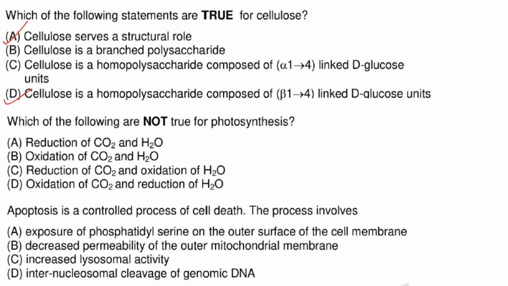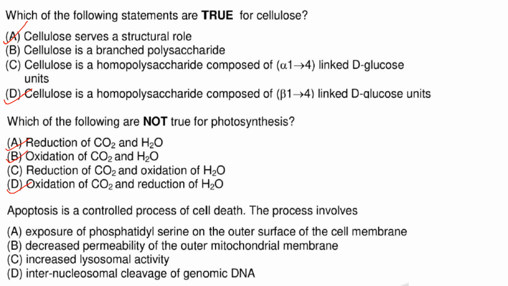Now next one. Which of the following are not true for photosynthesis? They have asked not true. Reduction of carbon dioxide and water. No, that is not correct. Oxidation of carbon dioxide and water. Again no. Reduction of carbon dioxide and oxidation of water. That is what is happening in photosynthesis. Oxidation of carbon dioxide and reduction of water. No. So A, B, D are the wrong answers.